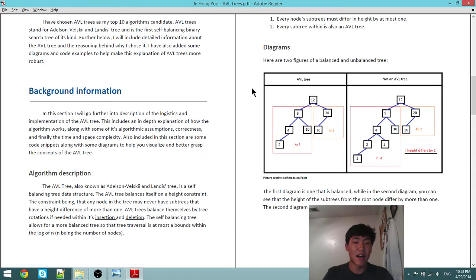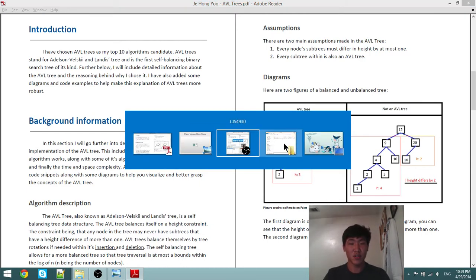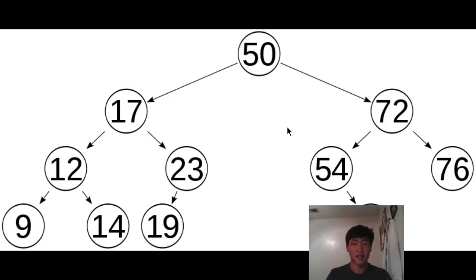The algorithm description: it's a binary search tree, but a more robust one, because whenever you insert or delete, it rotates the nodes so that the heights of any two subtrees never differ by more than 1. So let me show you an example of what that looks like.